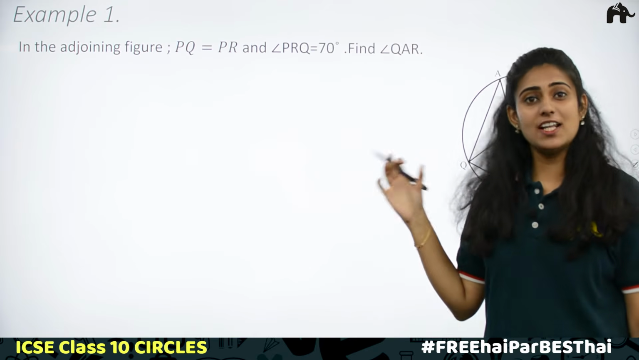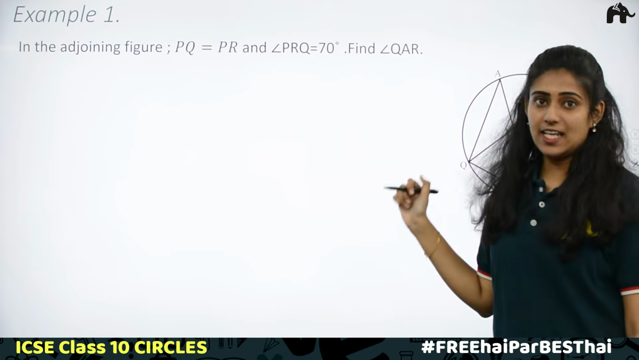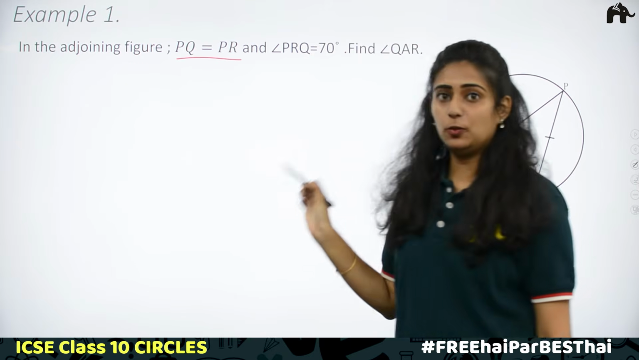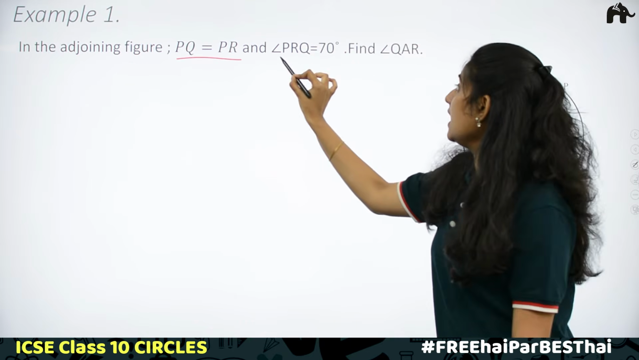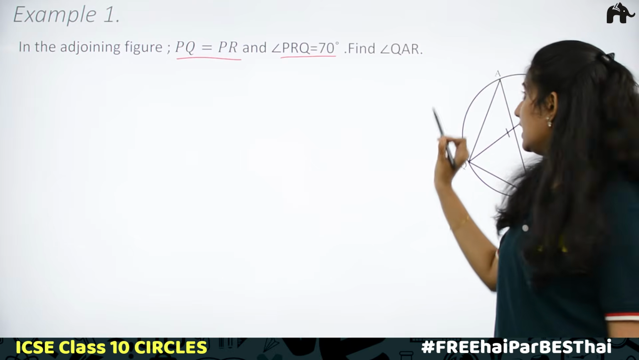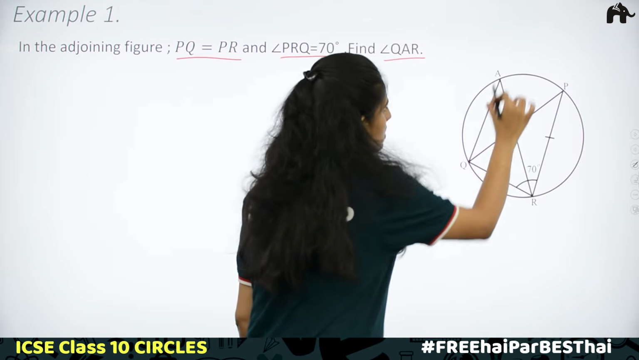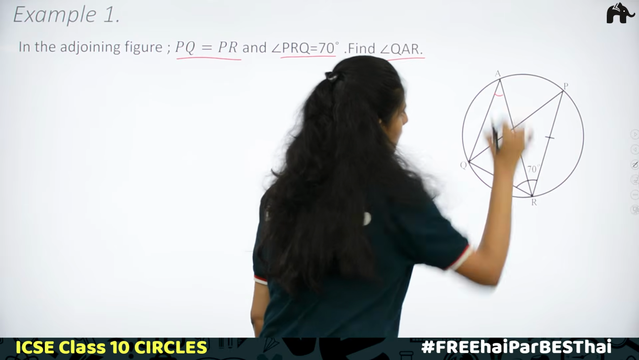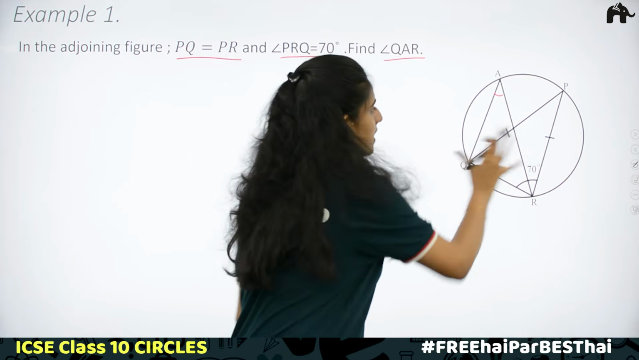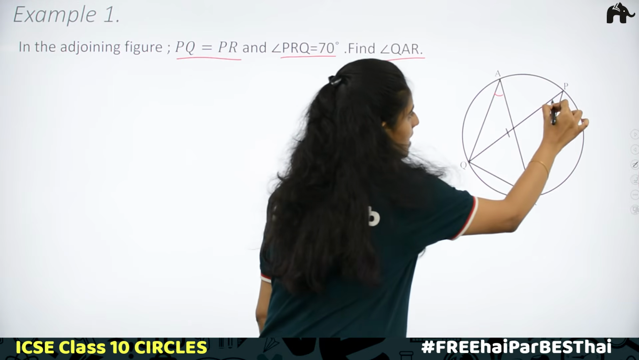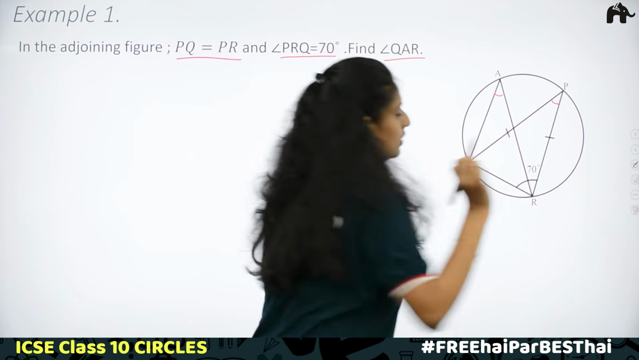We have studied all the important concepts for today. Let us take an example. Example 1: in the adjoining figure, PQ is equal to PR and angle PRQ is equal to 70 degrees. Find QAR. Where do we have QAR? This is QAR. Okay. From this figure, it is clear that angle QAR and angle QPR will be equal.